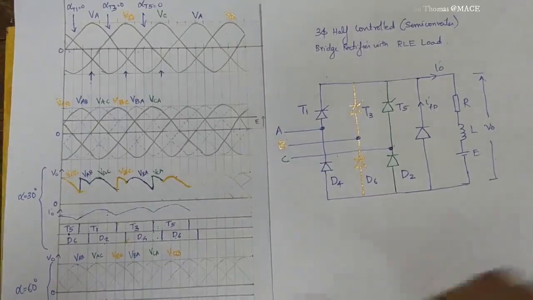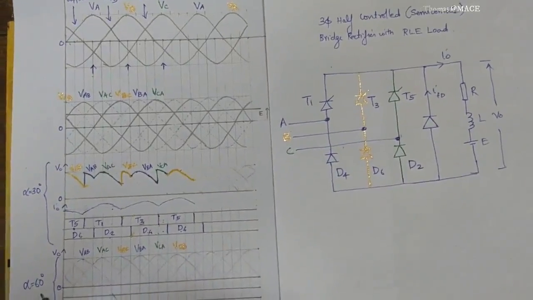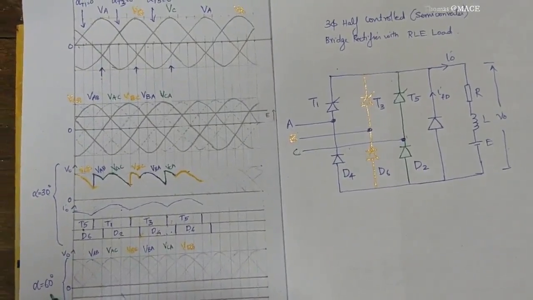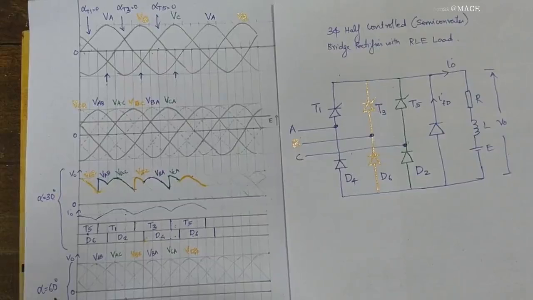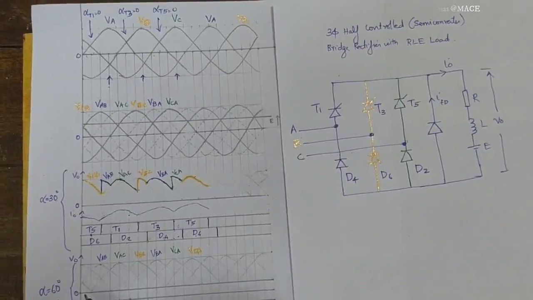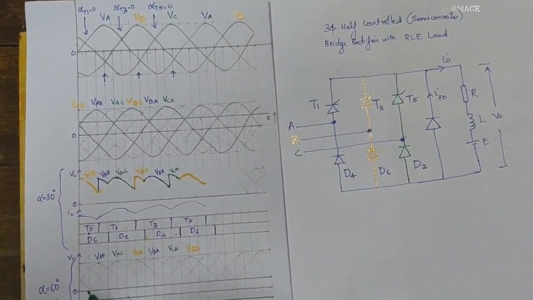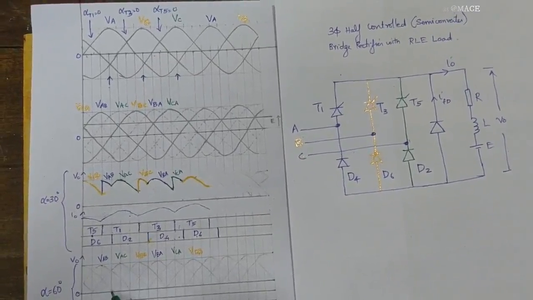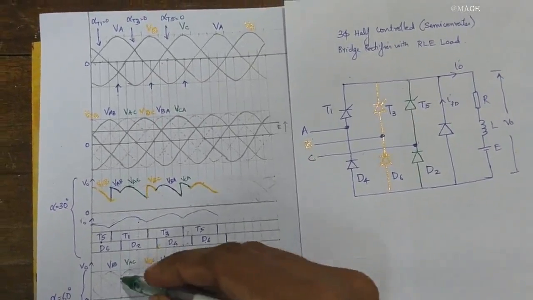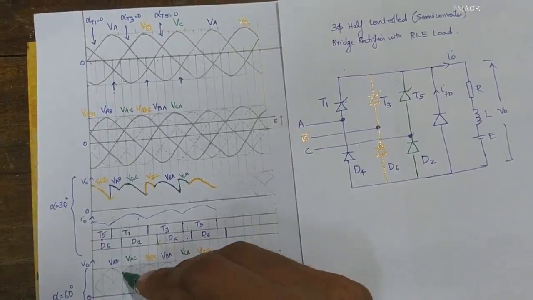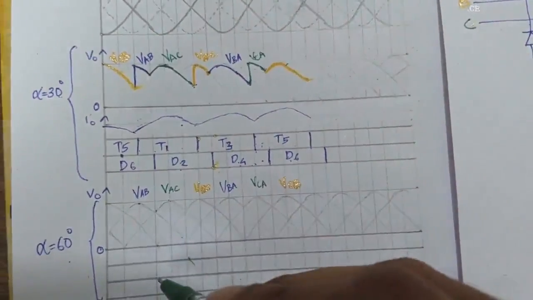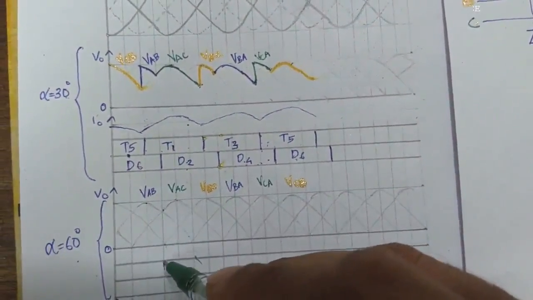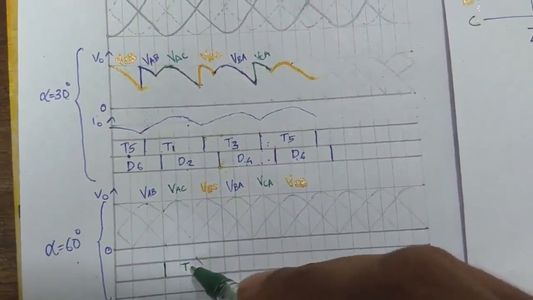We are going to discuss the firing angle alpha equal to 60 degrees. Alpha equal to 60 means omega t equal to 30 plus 60 degrees, where we need to fire the thyristor. So this is 30 plus 60, 90 degrees. Here my thyristor T1 is fired. So I will mark it over here as T1.